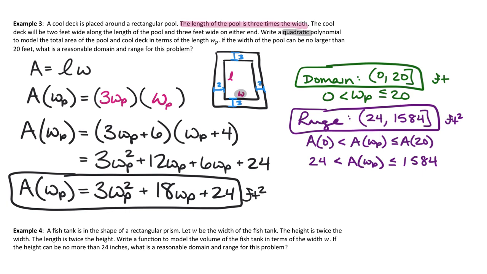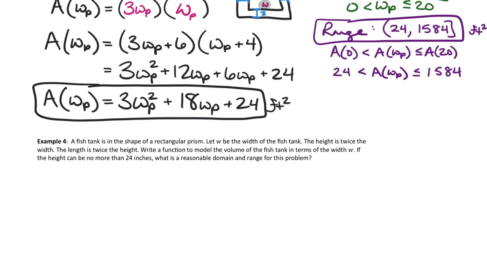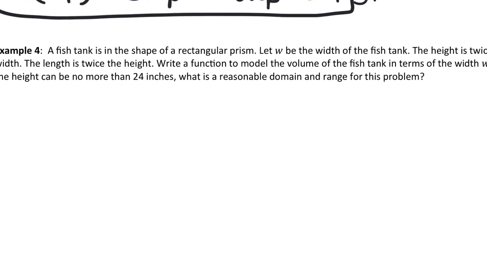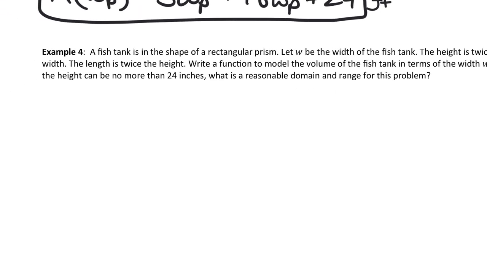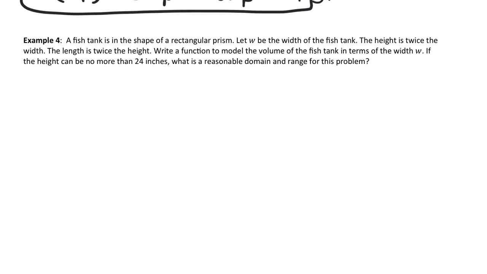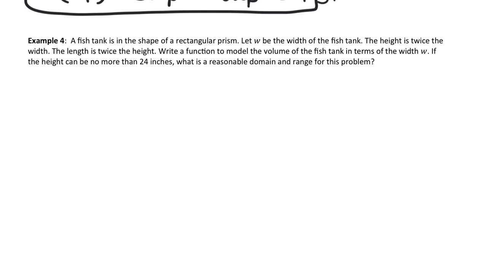That was a lot. Can we do another one that's honestly slightly easier? Example 4 says, a fish tank in the shape of a rectangular prism, aka a box. Let W be the width of the fish tank. The height is twice the width, and the length is twice the height. Write a function to model the volume of the fish tank in terms of the width W. If the height can be no more than 24 inches, what is a reasonable domain and range for this problem?